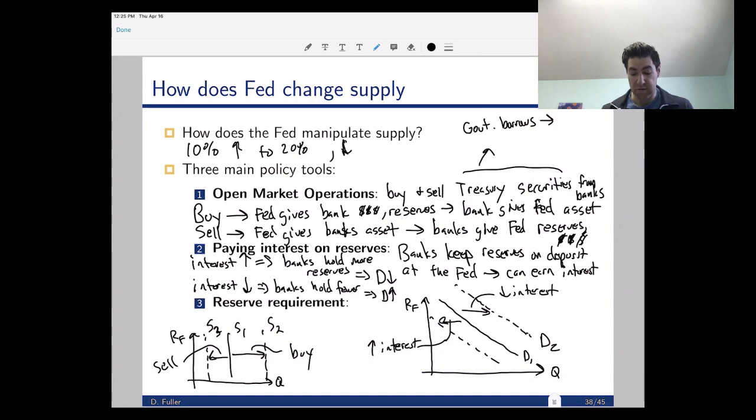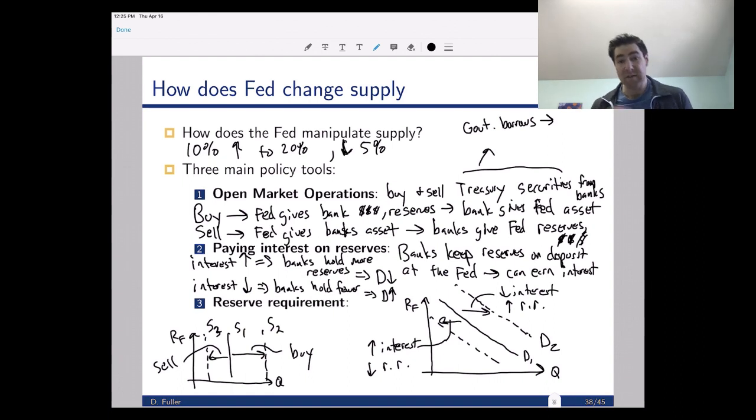And if they decreased it, banks don't have to keep as many reserves on hand. That's going to decrease the demand for federal funds. So I can decrease the interest rate or increase the reserve requirement in order to increase demand. I can increase the interest rate or decrease the reserve requirement to decrease demand.